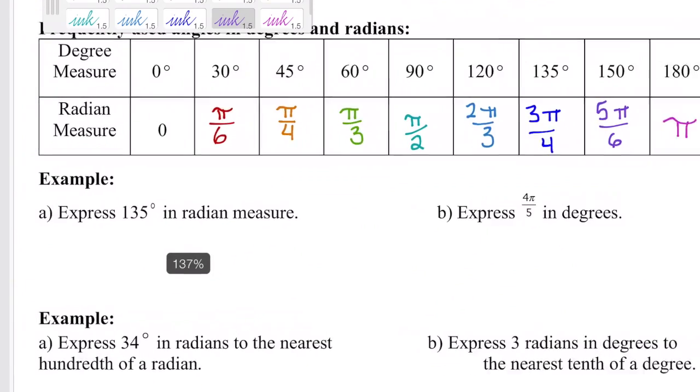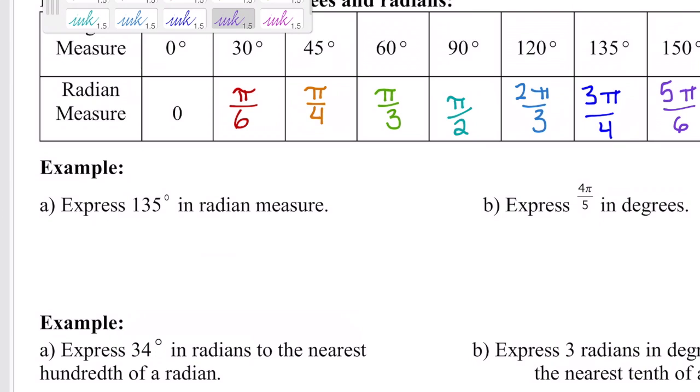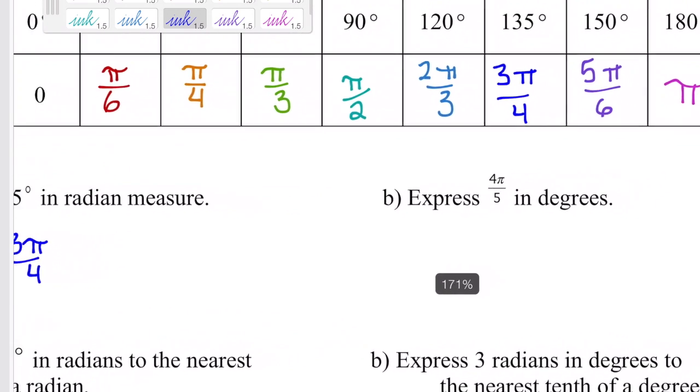In this next bit, we're just doing the practice. So expressing 135 degrees in radians. This we already did. So 3 pi over 4. Easy peasy lemon squeezy.